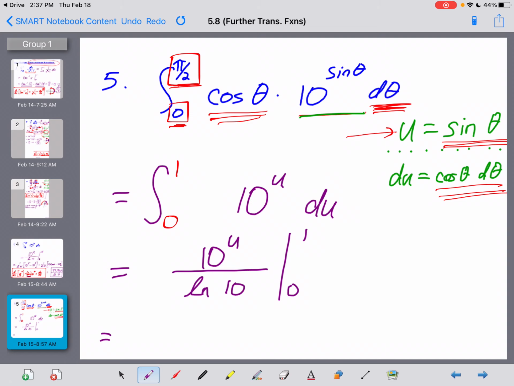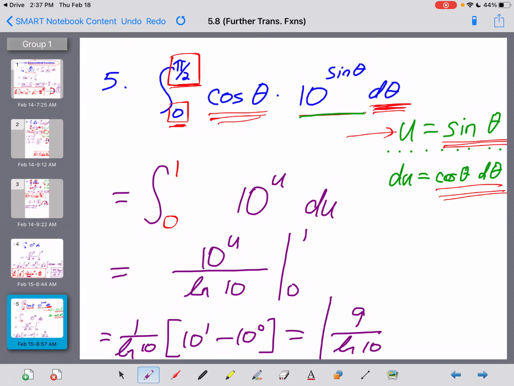So again, everybody, I'll pull the 1 over the natural log of 10 out in front, and now here we go. 10 to the first power minus 10 to the 0 power. Okay, I think we can do this in our heads, I hope. 10 to the first is 10, right? Right. 10 to the 0 is 1. Yeah. Okay, and 10 minus 1 is going to get us 9 over the natural log of 10.